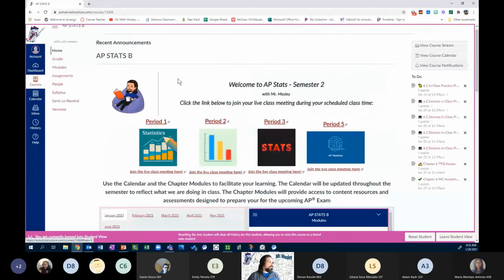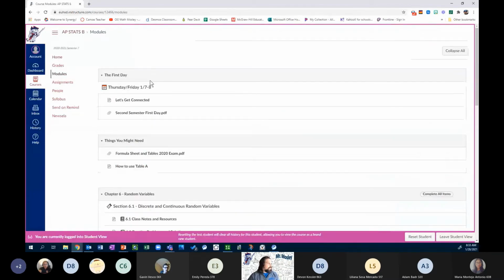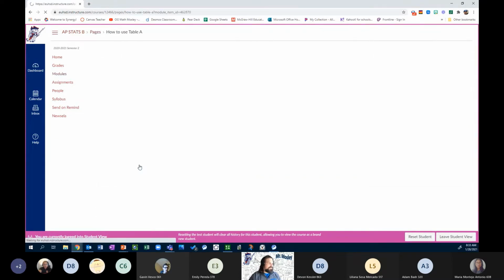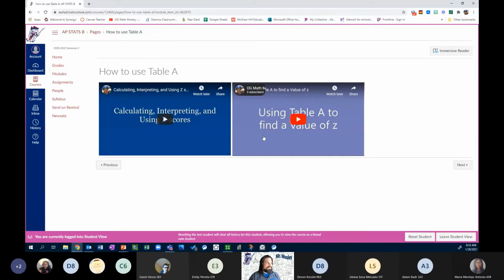Also, if we look in our modules, the things you might need, I've added a link down here, including our formula sheet and tables, right? That includes your table A, formulas that will be provided to you when you take the AP exam, those types of things. If you click on this how to use table A, this is a couple of videos I made last semester, demonstrating how to use z-scores and table A, going forward and backward, going from the inside of the table out or the outside of the table in. All right, so hopefully that is helpful if you need or want that review.